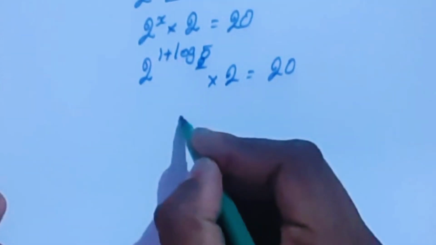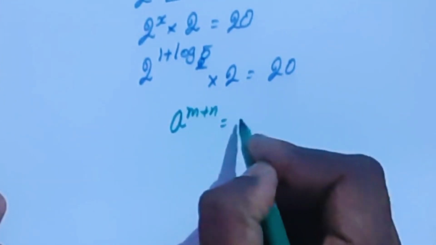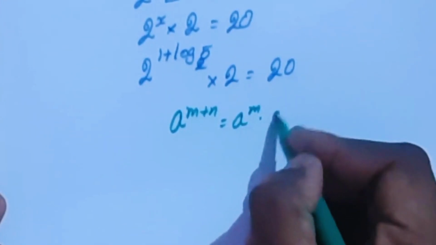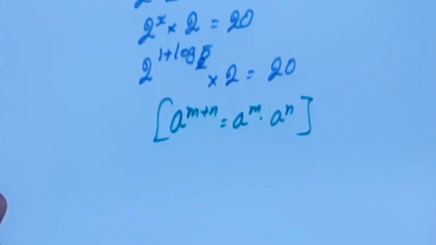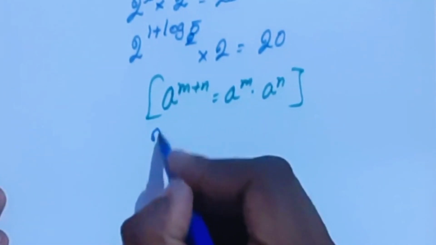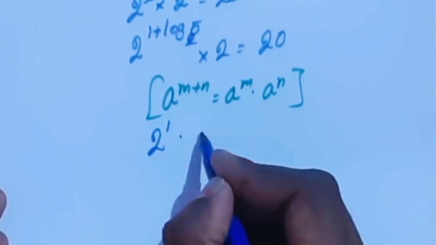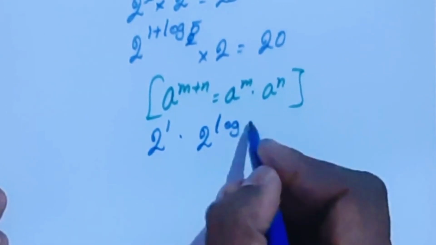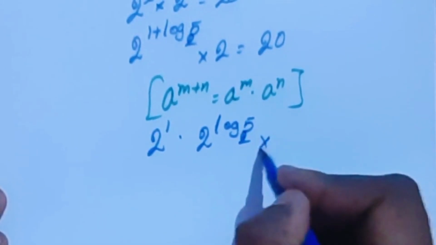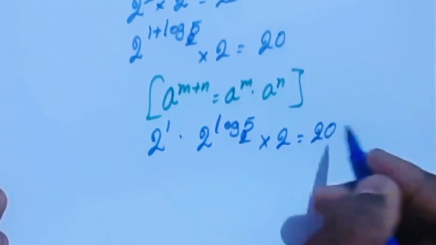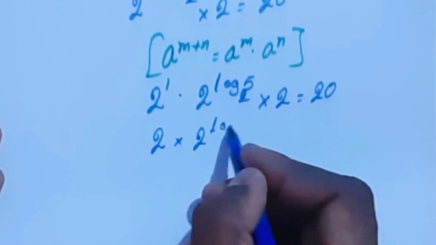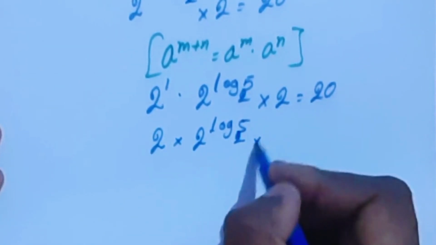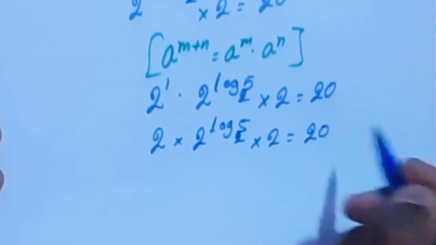Exponent identity: a power m plus n equal to a power m times a power n. This exponent identity we are going to apply here. So we'll get 2 power 1 times 2 power log 5 base 2, times 2 equal to 20. Now this 2 power 1 is 2, times 2 power log 5 base 2, times 2 equal to 20.